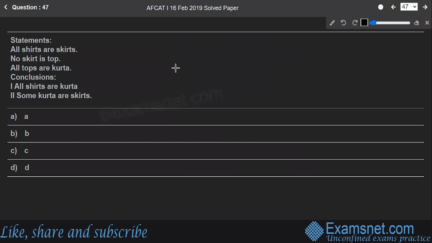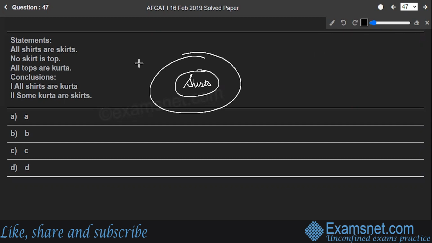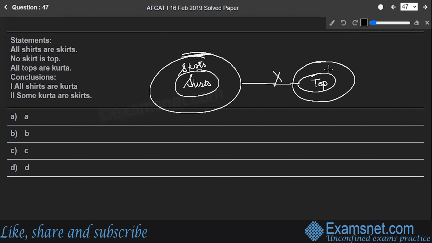Okay, so now you have some statements. Let's read out the statements. First one is all shirts are skirts. So let's make the Venn diagram. Here are the shirts. All shirts are skirts, so this represents skirts, right? Next is no skirt is a top. So if I'm saying this is a top, no skirt is a top, right? Next, all tops are kurtas. So here you have kurtas.